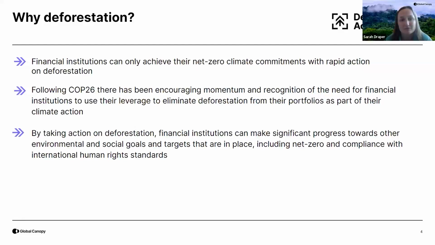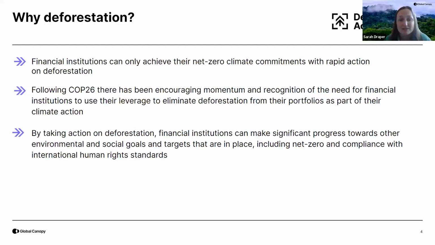Deforestation also poses real risks to the businesses in forest risk commodity supply chains, and therefore to the financial institutions that finance those businesses. In recent years, we've seen encouraging momentum and increased awareness of the need for financial institutions to use their leverage to eliminate deforestation from their portfolios as part of their climate action, but there is still much more to be done.